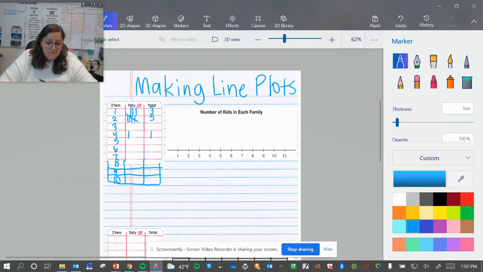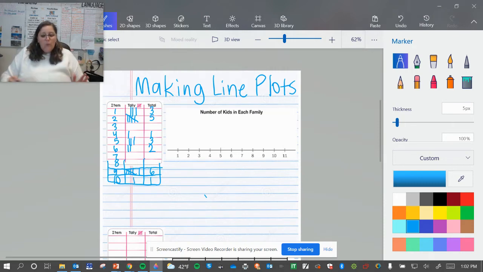One person. We had 3 people with 5 in the family. 3. We had 2 with 6 in the family. Whoa, that's a lot of kids. A lot of kids. Nobody had 7 kids. Nobody also had 8 kids. There were 6 families who had 9 kids. 1, 2, 3, 4, 5, and 6. And one family had 10 kids.